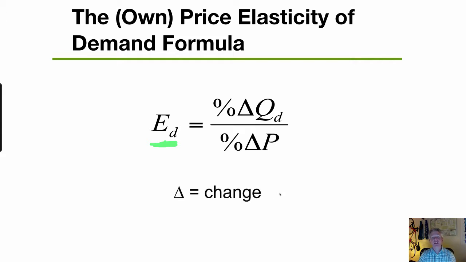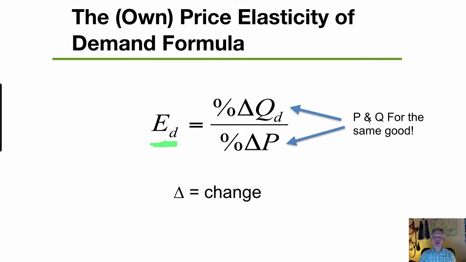Again, just to remind you, the delta here means change. So this means percent change in the quantity demanded, all right? Remember, this quantity and this price are for the same good. The price of eggs goes up, the quantity demanded of eggs goes down, plug in those percent changes, and you get the own-price elasticity of demand.